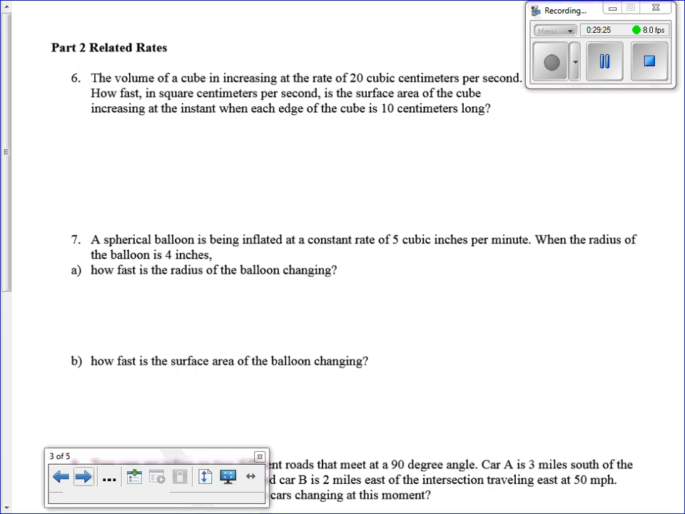Okay, so the first problem involves the volume of a cube. Now, when you have a cube, all the sides are the same. I'll call them x. So the volume of a cube is x cubed. That's length times width times height, but they're all x, so it's x cubed. The surface area of a cube, the area of each surface is x squared, so you add up all 6 sides, you get 6x squared.